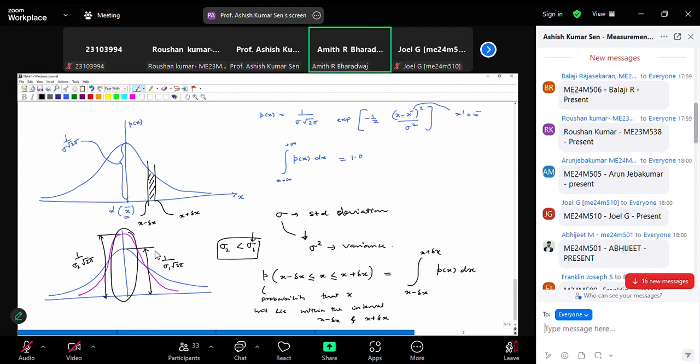Sir, in the final equation that you drew, the statement was the probability that x will lie within this interval. That interval can be defined as the central tendency, right?